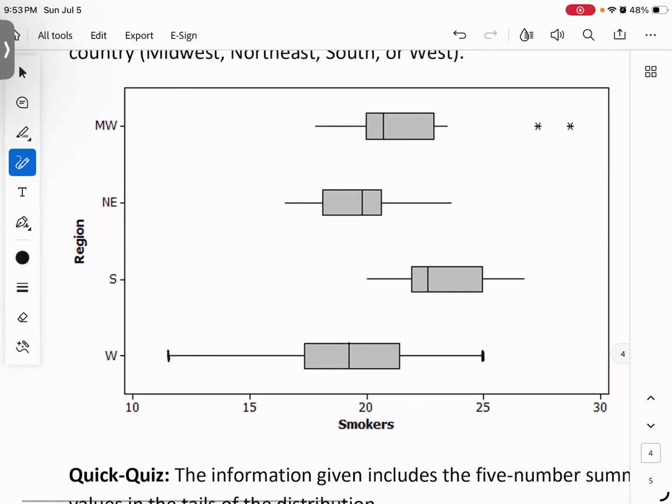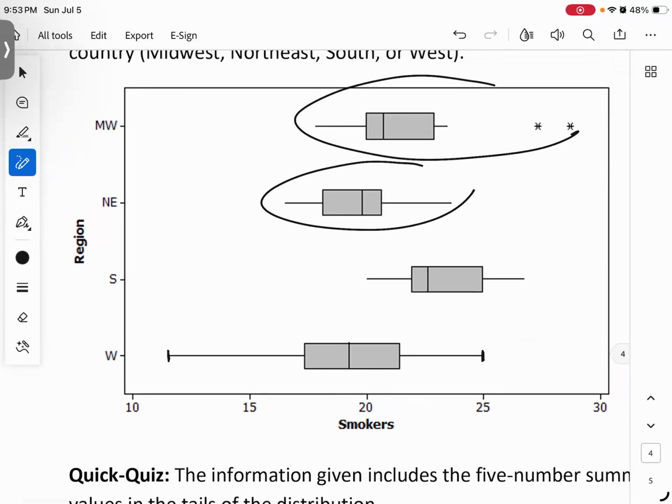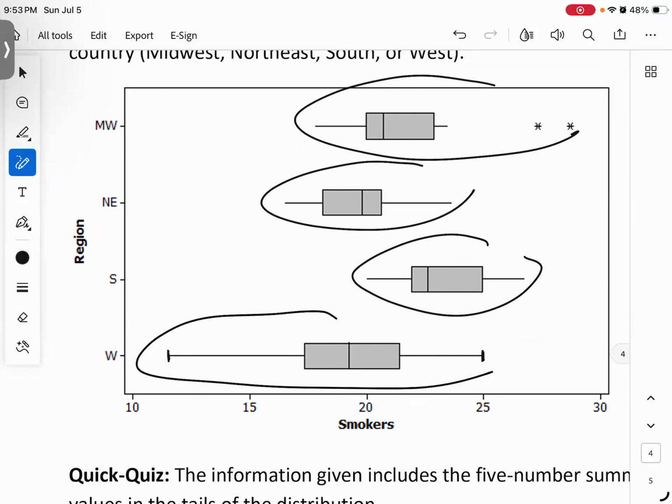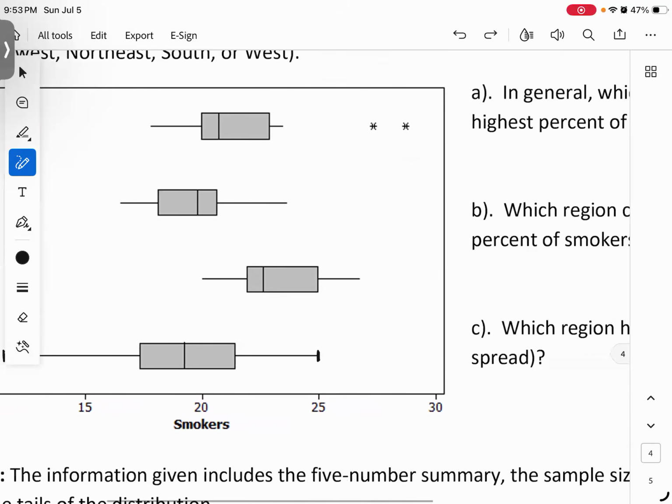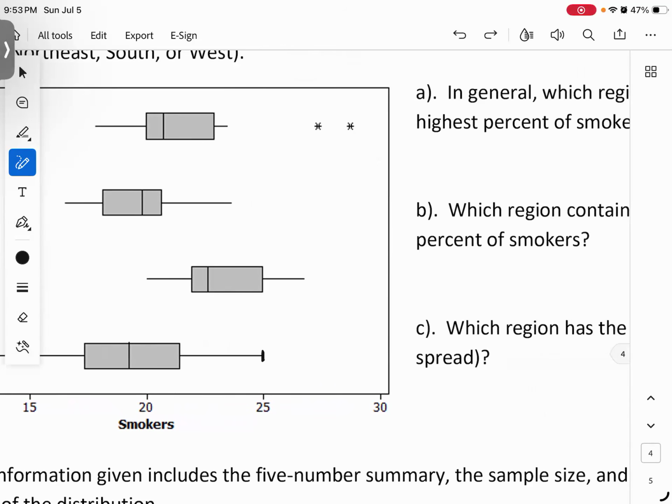You can see the other, this is Midwest, this is Northeast, these are the southern states, and then these are the western states. So all 50 states are now broken into four different regions. And again, this is meant to compare which region has people who are smoking more often.